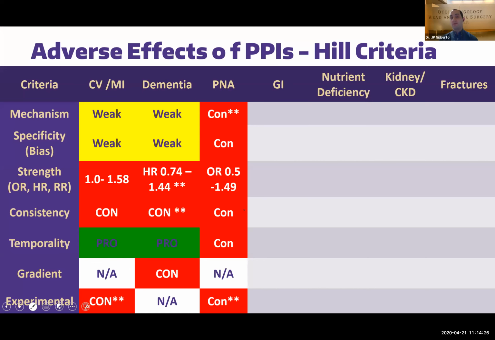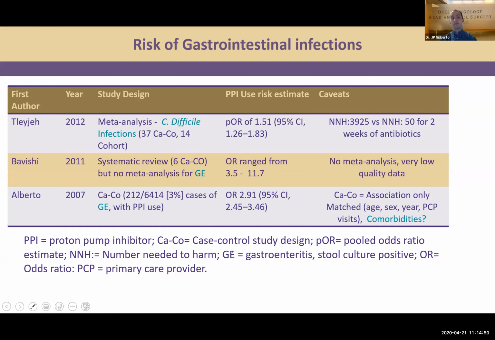So in reviewing the data for pneumonia, we see that there are some concerns about the mechanism, especially with the 20 randomized controlled trials, which argue against the risk. There is some specificity bias, and the strength of association, as well as the consistency and temporality, are not clearly defined in the studies, making pneumonia an unlikely adverse effect of long-term PPI use.